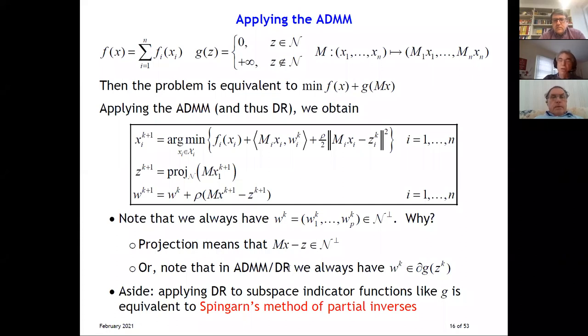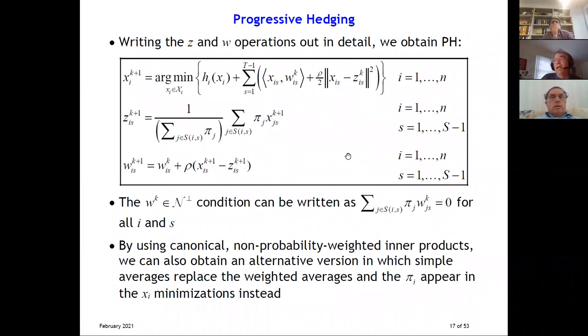Or if you know Douglas-Rachford splitting, you know that WK should always be in the subgradient of G at ZK in the ADMM, and this G of ZK only has subgradients in the orthogonal complement. This is also because we're using the indicator function of a subspace, which is equivalent to this method of Spingarn called partial inverses. And then if you write everything out in full detail, you get this thing.